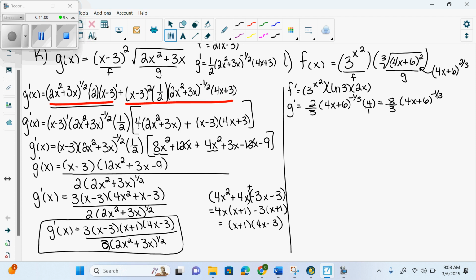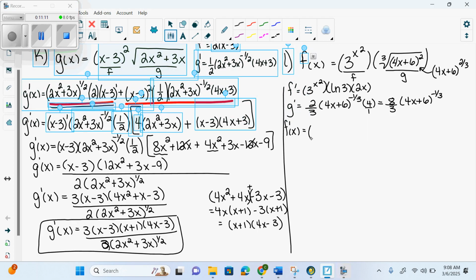Then I get f prime of x equals. Okay, g is 4x plus 6 to the 2/3. f prime is 3x squared ln 3, ln 3. Not writing what I'm writing. Plus 2x times 3x squared to the g prime, or rather, times g prime.